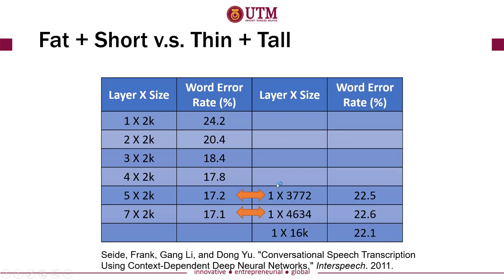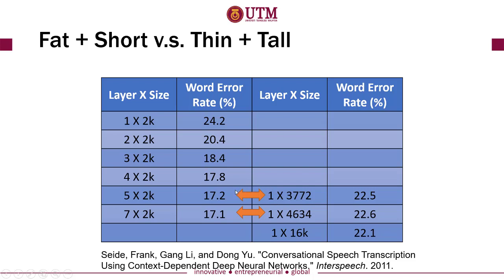Okay, let's go to this one. 1 times 3772. This is considered a shallow network. This number represents the number of hidden layers times the number of neurons. It means you have one hidden layer with 3772 parameters, the W as well as the bias totaled up, under the same single layer. That's why 1 times 3772.